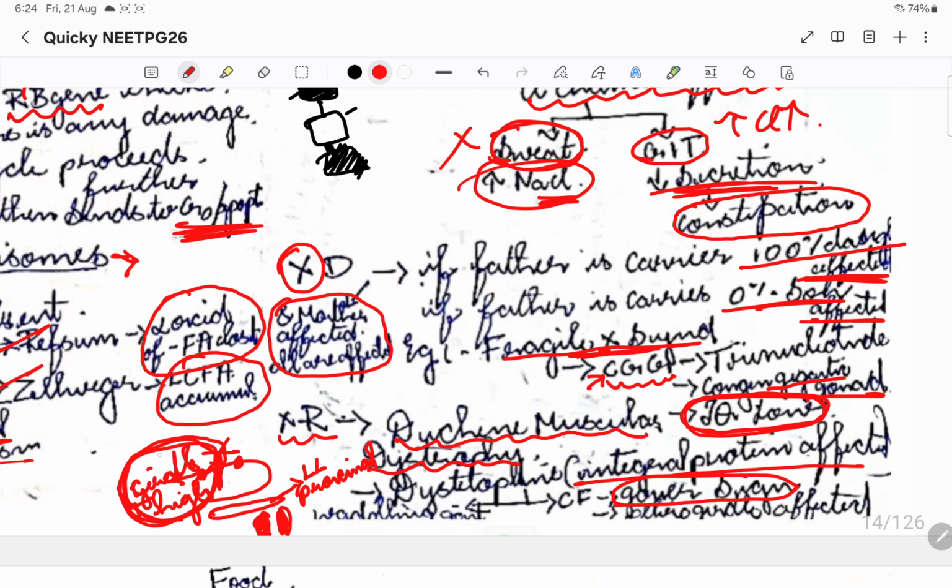Then the girdle muscles are affected. We discussed this in the upper limb, right? So Trendelenburg, the waddling gait, Trendelenburg gait. So a waddling gait can be seen here. That's it with respect to Duchenne muscular dystrophy.